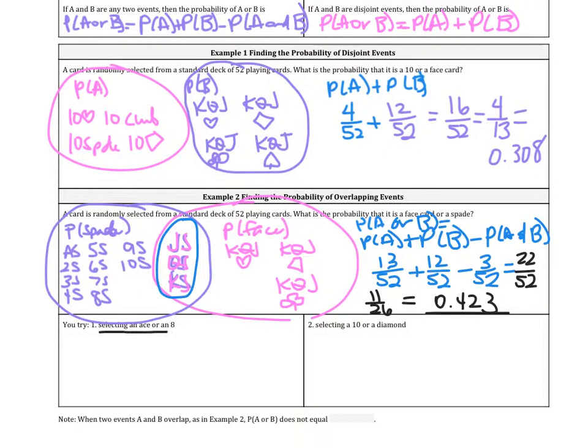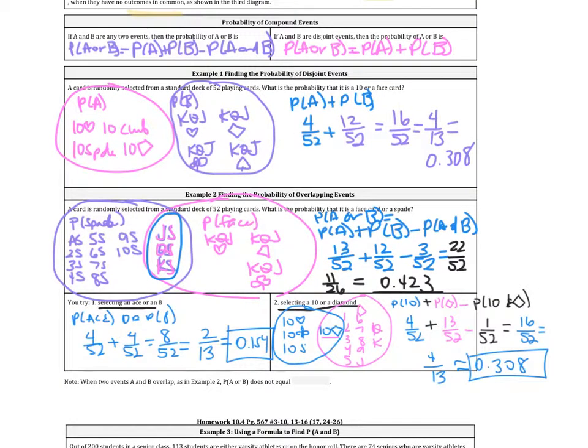So now you try these out. Try selecting an ace or an 8, and selecting a 10 or a diamond. Pause the video and try it out. Okay, so hopefully you tried this out.